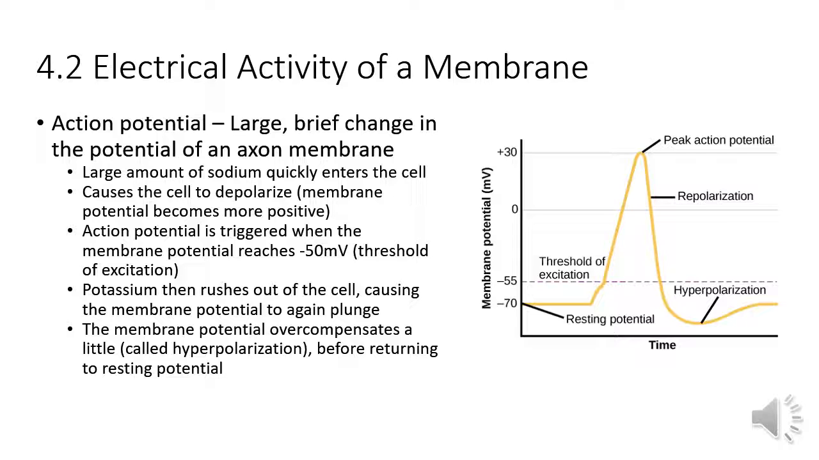The action potential is triggered when the membrane potential reaches negative 50 millivolts, and we'll talk about how that threshold is reached in just a moment. After the sodium has quickly entered the cell, potassium then rushes out of the cell, which causes the membrane potential to again plunge to negative values. The membrane potential overcompensates just a little bit, and this is called hyperpolarization. So this little dip at the end of the action potential is hyperpolarization, and then it rather quickly returns to resting potential.